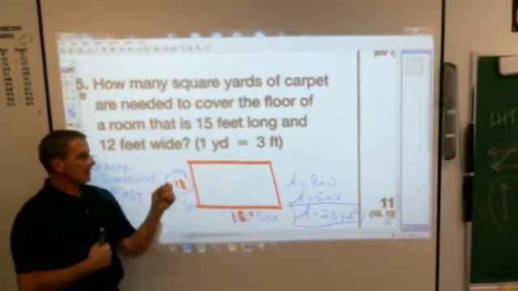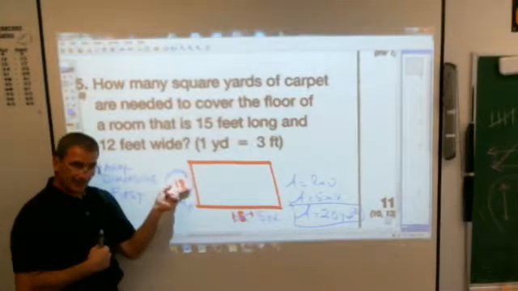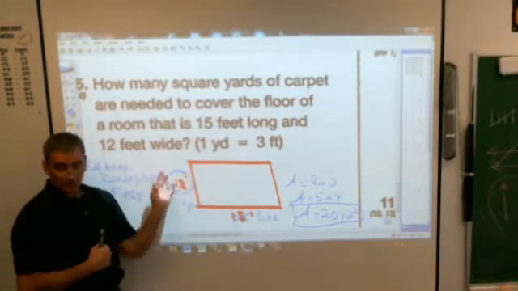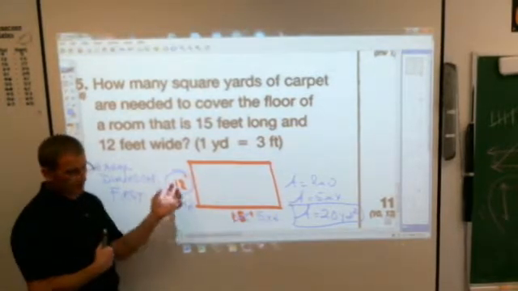Why? Because look, what did I do to find this one? I divided by 3. But not only did I divide this by 3, I divided both of them by 3. I divided by 3 twice when I changed these dimensions into yards. So in your answer, you needed to divide it by 3 twice because that's what you actually did.